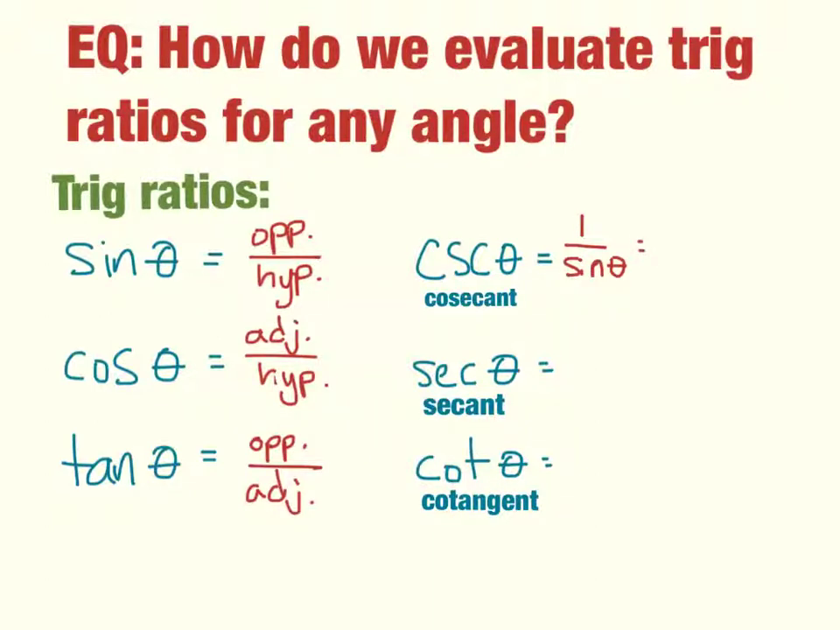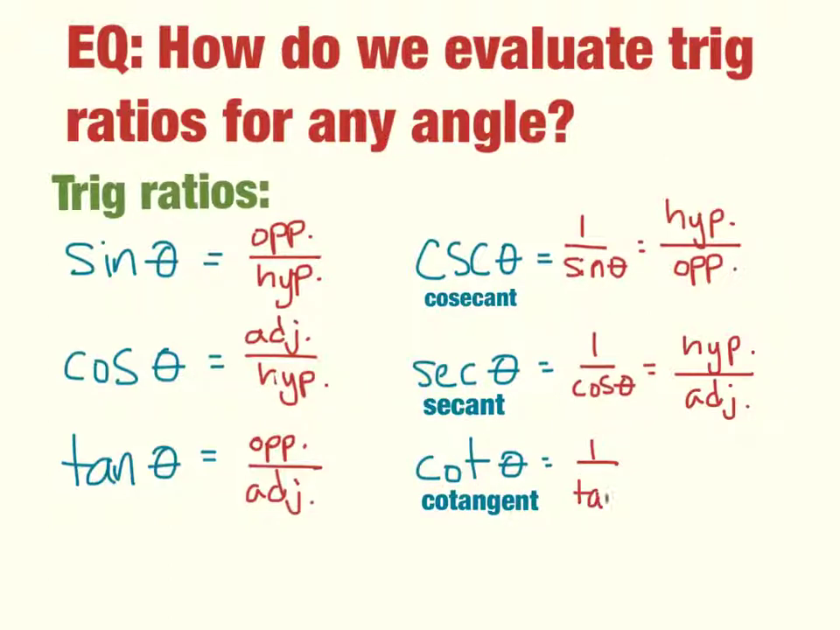Or if you think just reciprocal, you just flip the fraction. This is the hypotenuse divided by the opposite side of a right triangle. Cosine and secant are related. So the secant is 1 over cosine theta. So we just look back at cosine, adjacent over hypotenuse. Well, the secant is going to be the hypotenuse over the adjacent side. The cotangent is the reciprocal of tangent, so 1 over tan. So this is the adjacent side divided by the opposite side.